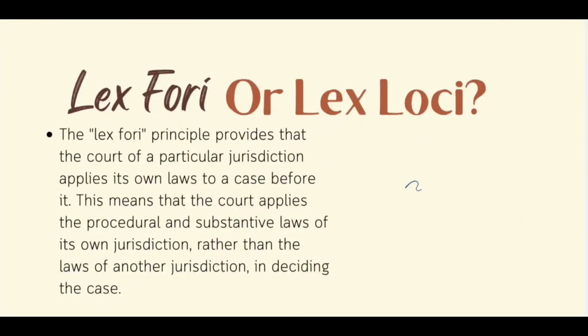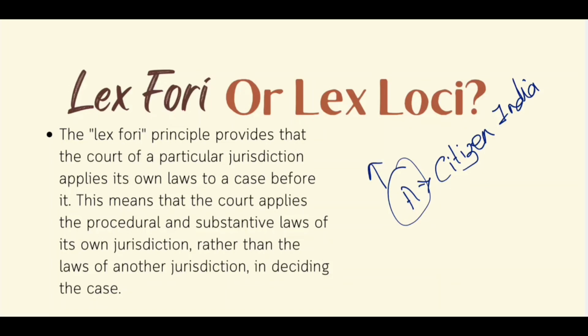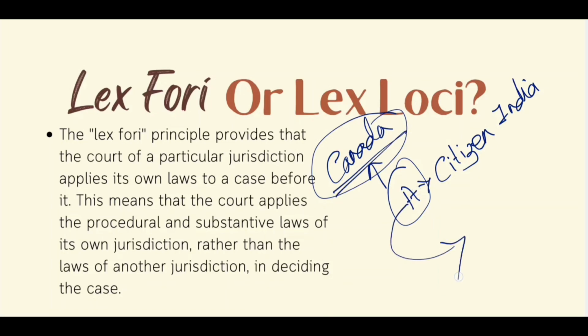For example, A is a citizen of India, okay? এজন ভাৰতীয় নাগৰিক হয় A. A has committed an offense like committing a murder in Canada. Suppose A has committed a murder of another Indian citizen in Canada. Later on, A has come back to India and A has been arrested by the Indian police and he has been produced before a Indian court.